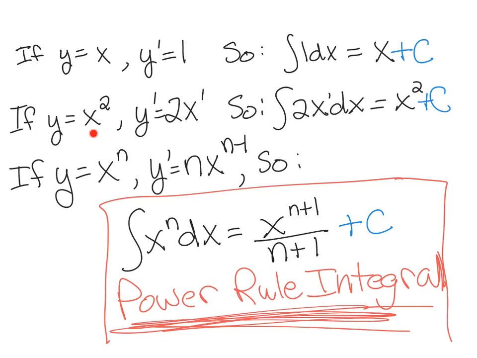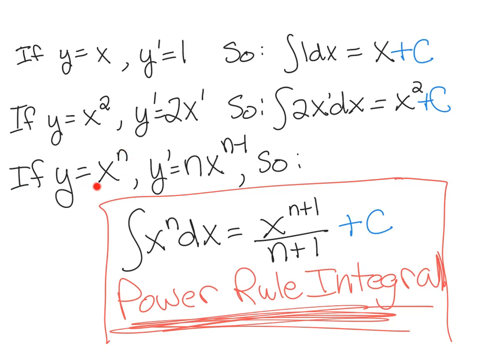If y was x squared, then the derivative of y would be 2x to the 1, right? Because we multiply by the power and we subtract 1 from the power. So if I integrated 2x to the first power, I would get x to the second power because 2x is the derivative of x squared, plus the constant of integration.